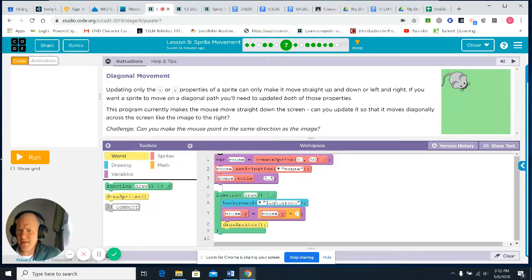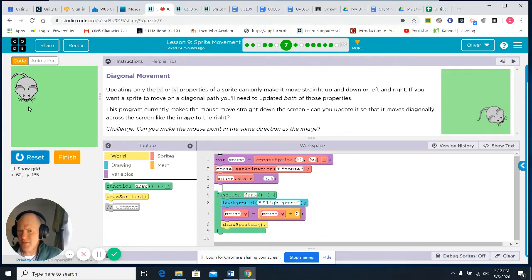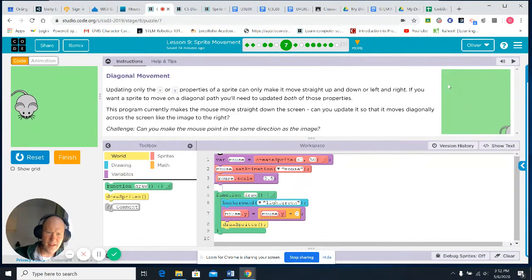Okay, 7. Okay, the mouse. Let's run the mouse. The mouse is moving down. We need it to move at an angle. And you get bonus if you can figure out how to make it turn. So how do we make the mouse go at an angle across instead of up and down?